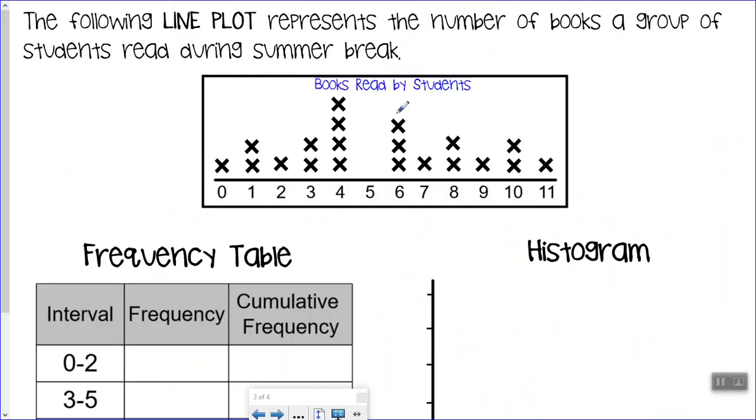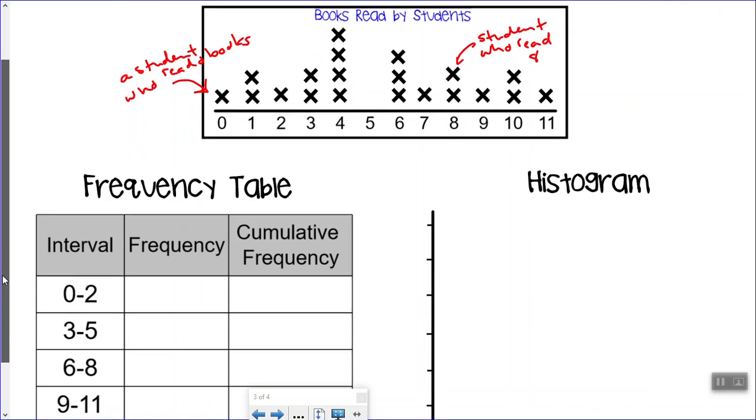We can also use a line plot. A line plot is another way of representing data, and each X represents a response to our question or a survey or our data point. So this X is a student who read 0 books. We can label that 0 books, whereas this X is a student who read 8 books. And down here we can see that we have 1 who read 0, 2 who read 1, 1 who read 2. So we can use this to fill in our frequency table.